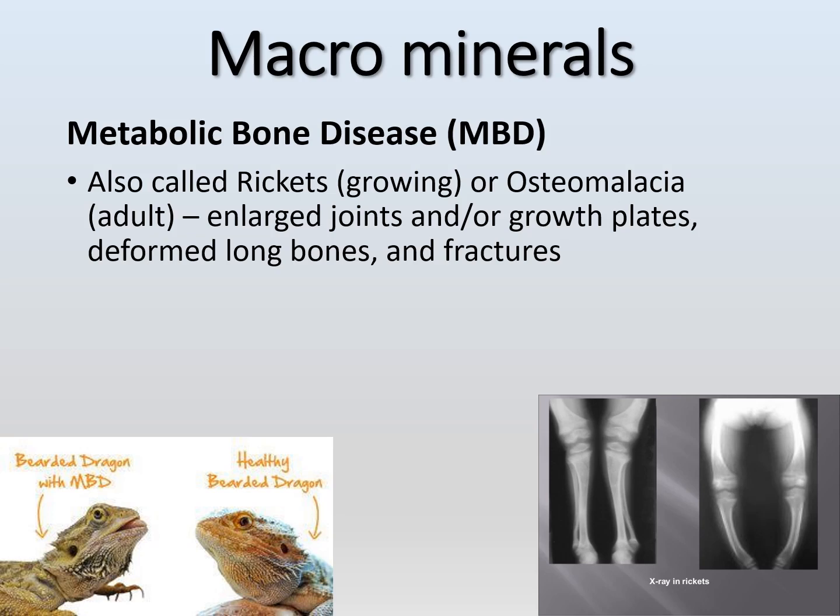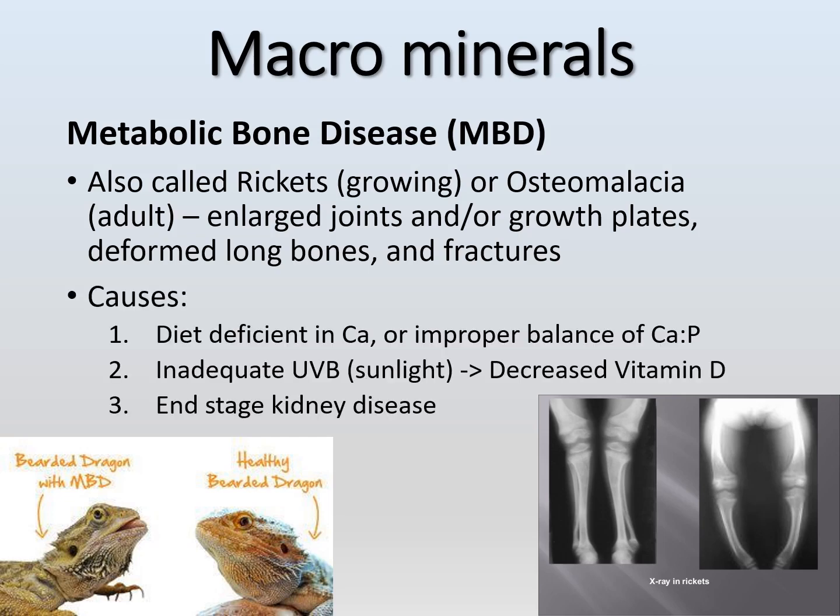And what are the symptoms that are associated with this disease? We see enlarged joints and/or growth plates, depending on the age of the animal, and deformed long bones. Usually they can be bowed, as in that x-ray on the bottom right-hand side that we see in rickets. And we can also see fractures, okay?